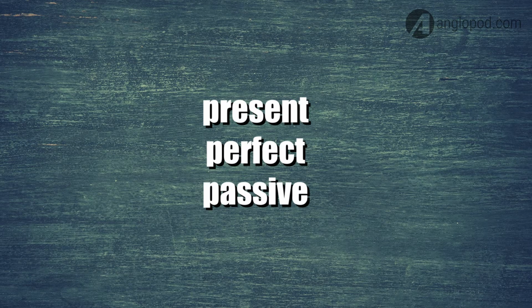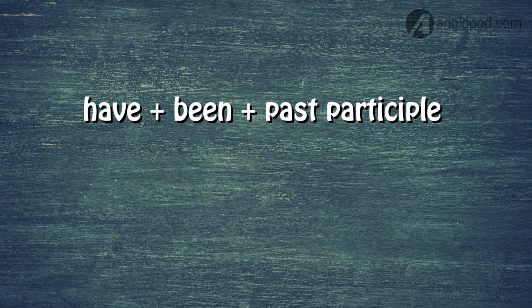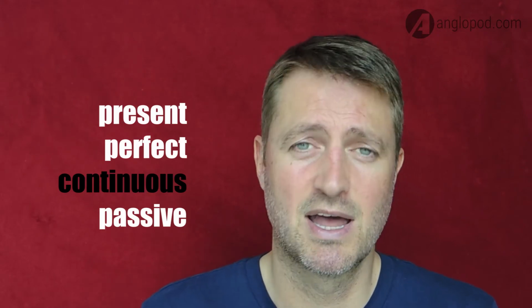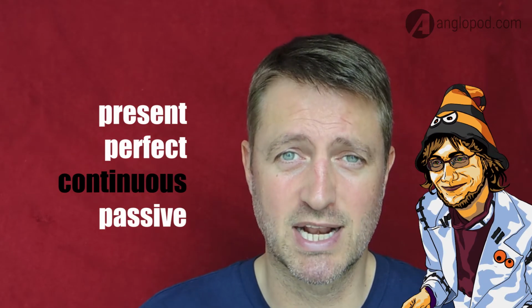To form the present perfect passive, we use have plus been plus the past participle of the main verb. So in this case, has been used. So English has been used. What we don't do though is have a present perfect continuous passive. That would sound very strange in English, so you don't need to worry about that. So just present perfect, simple, passive.